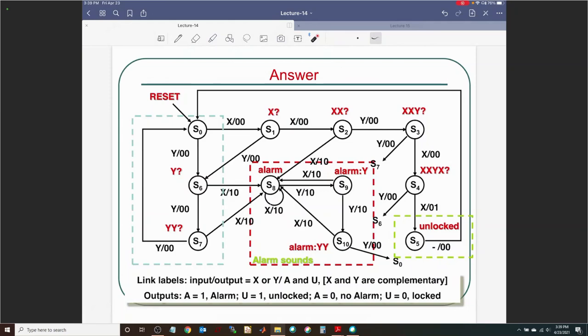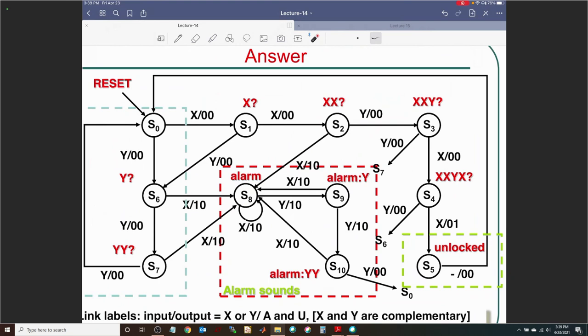So let's start talking about the good user first, right? So the good user is going to know, I need to press X, X, Y, X, X, and then you unlock. How does it start? Press a reset button to come to this first state, the initial state, S0. From S0, let us try to look at what happens when the user does it right, X, X, Y, X, X. In that case, you go through X, X, Y, X, X. You will follow that path. You will eventually end up in S5, in which you will unlock.